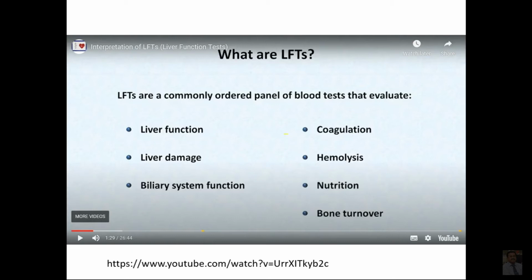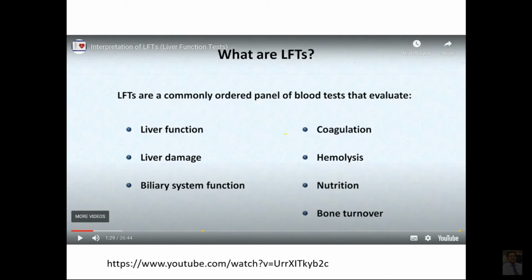That is the liver function test. Coagulation is a major factor. I already told that all the blood clotting parameters are produced by the liver, and hemolysis will play a major role in the assessment of the liver function test. And nutrition, the nutrition of the person, and the fourth one is bone turnover.